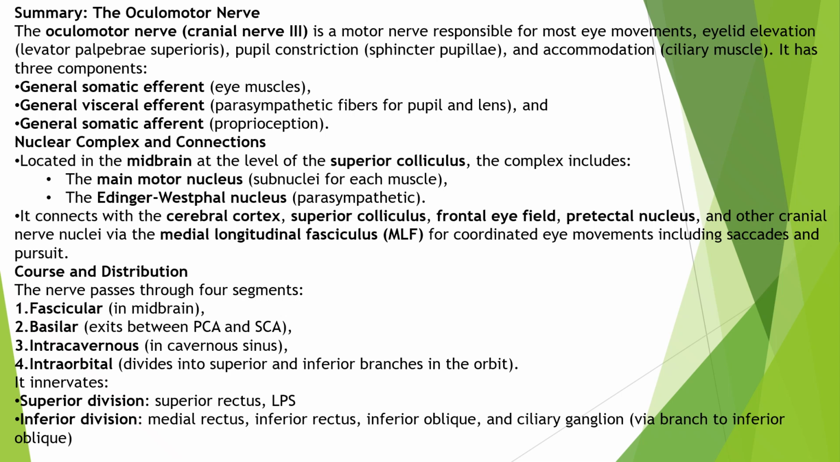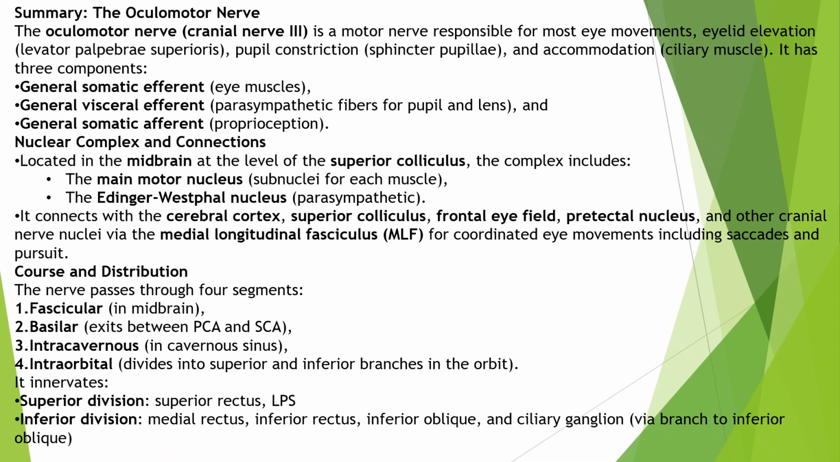So to summarize, the oculomotor nerve is a motor nerve which is responsible for most of the eye movements, LPS, pupil constriction and accommodation. It has general somatic efferent fibers for the eye muscles, general visceral efferent fibers which are parasympathetic for the pupil and the lens, and general somatic afferent fibers for proprioception. The nuclear complex is located in the midbrain at the level of the superior colliculus, and it includes the main motor nuclei and the Edinger-Westphal nucleus, which is the parasympathetic pathway.